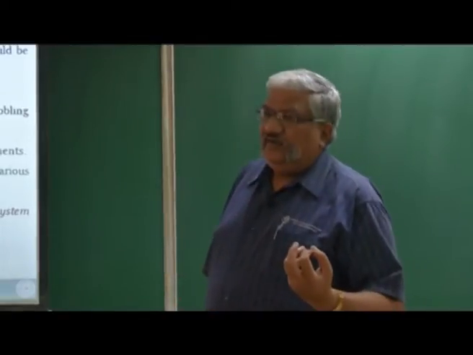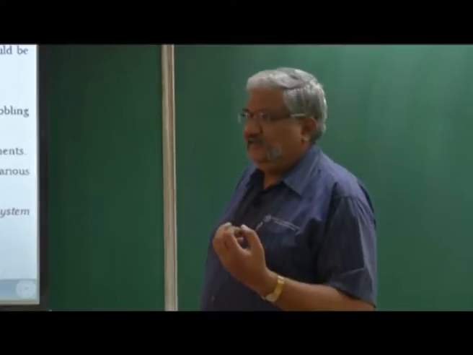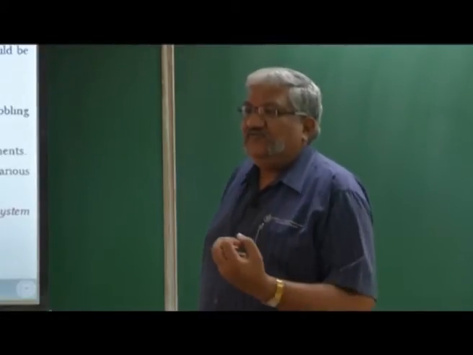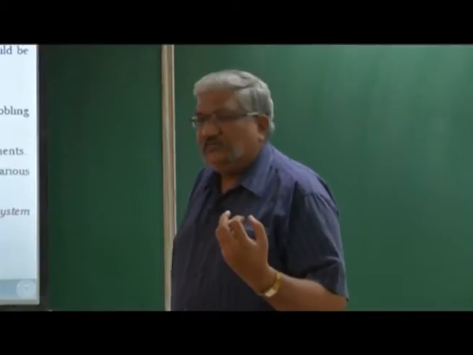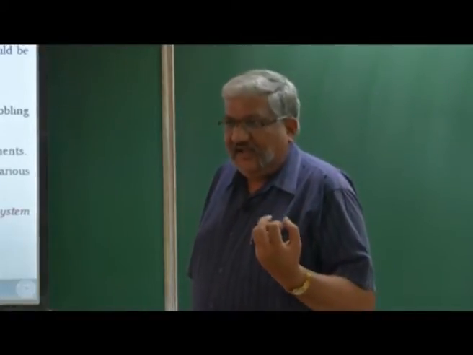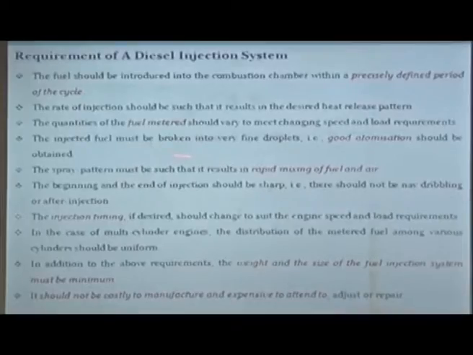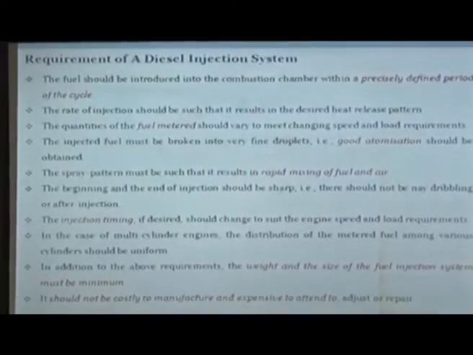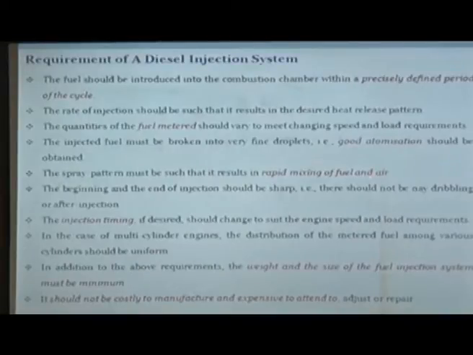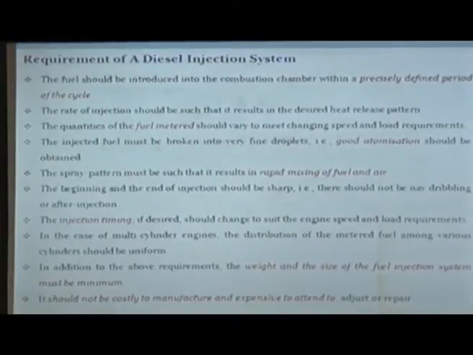That is the reason why, as I mentioned, in diesel engines the fuel injection pressures start from 200 bar and go all the way, as of now, to 2000 bar. They are high because the objective is to atomize everything very finely. So the fuel must be broken into very fine droplets so that good atomization can be obtained. The spray pattern must be such that it results in rapid mixing of the fuel and air. You should not take too much time breaking the fuel into small droplets. Those small droplets should mix very quickly with the air and form a combustible mixture.